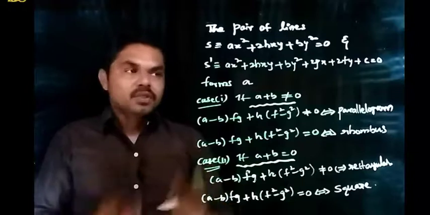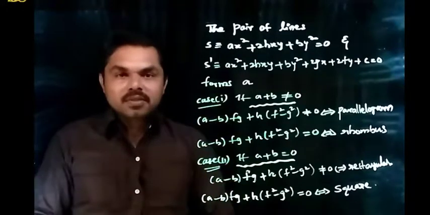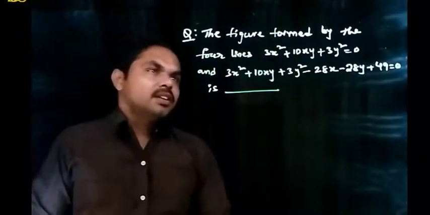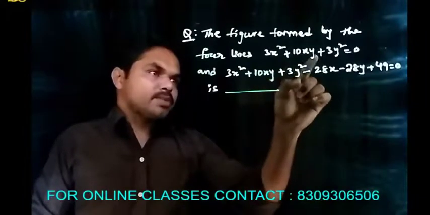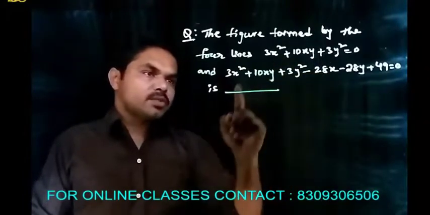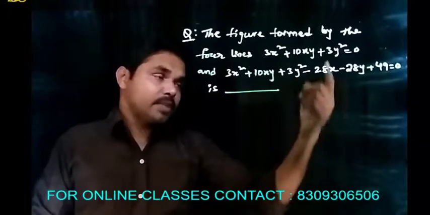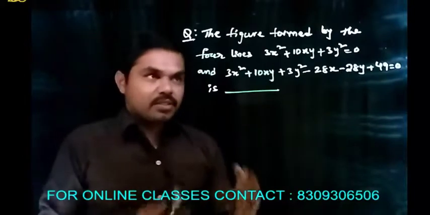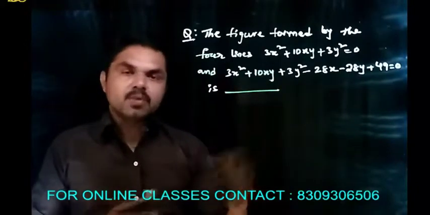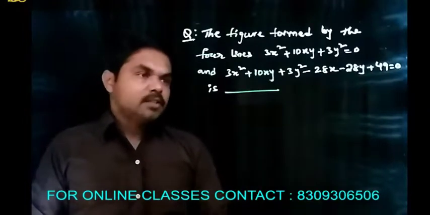What kind of quadrilateral you will get with the help of these two pairs of straight lines. Come to the question. The question is: the figure formed by the four lines 3x square plus 10xy plus 3y square equal to 0 and 3x square plus 10xy plus 3y square minus 28x minus 28y plus 49 equal to 0 is what kind of quadrilateral? What kind of quadrilateral will these four lines make?